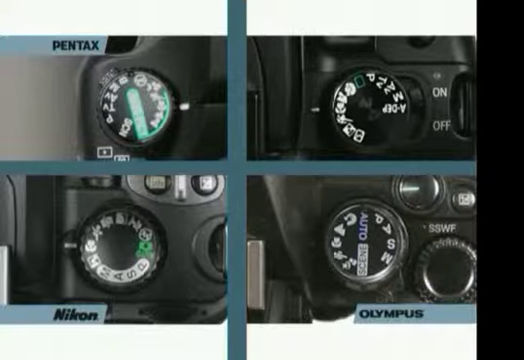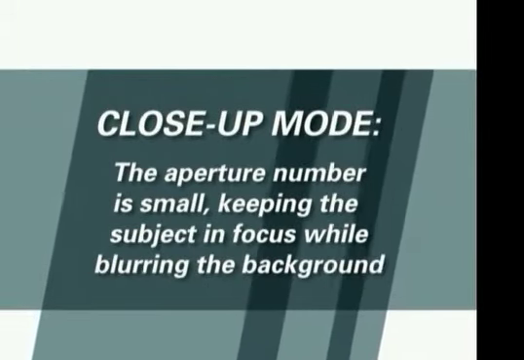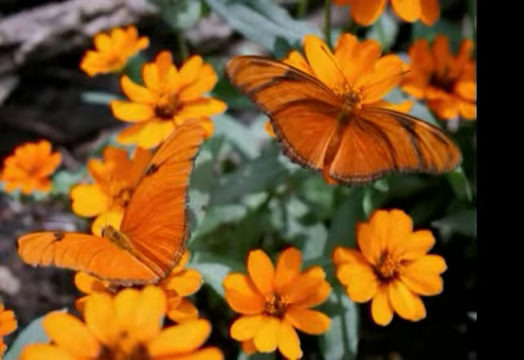The next auto mode is close-up or macro setting, which is usually represented by a flower icon. This setting keeps the aperture at a low or medium setting, which keeps the up-close image in clear focus and leaves a blurred background.